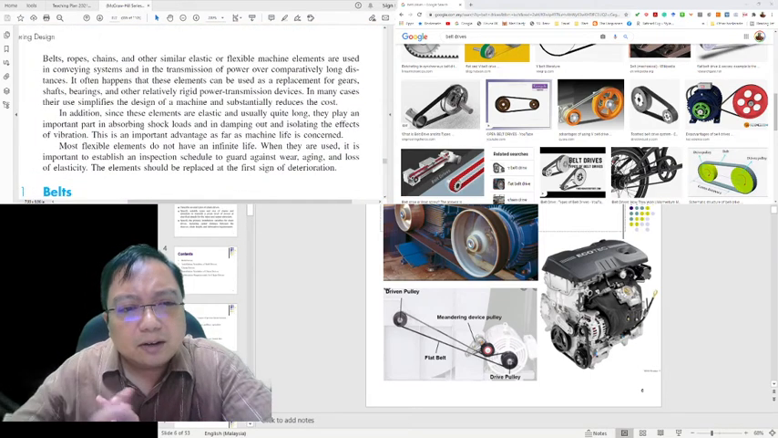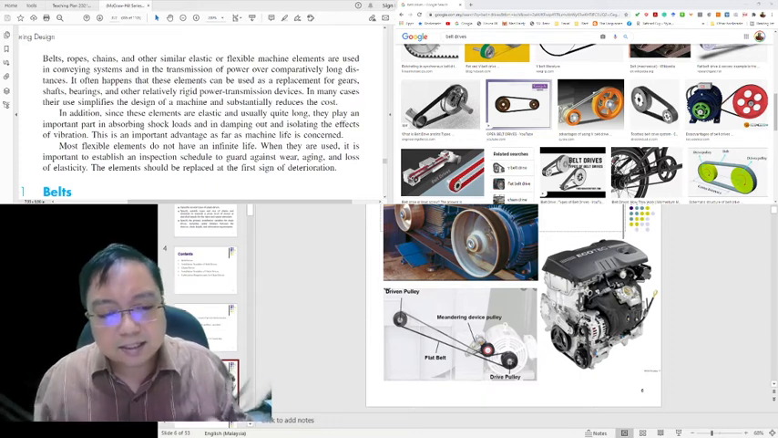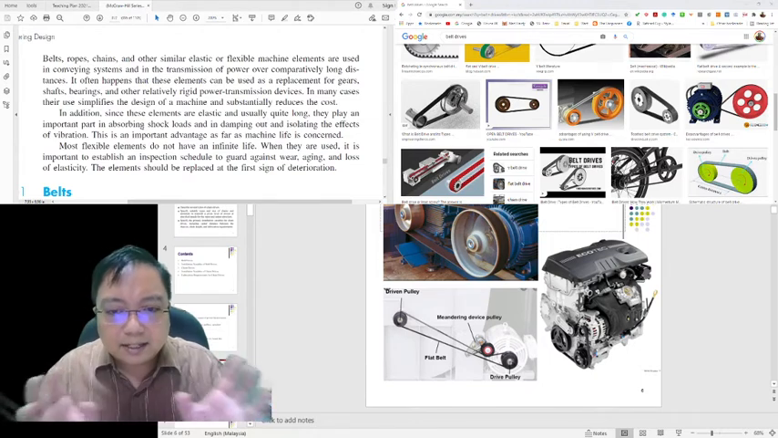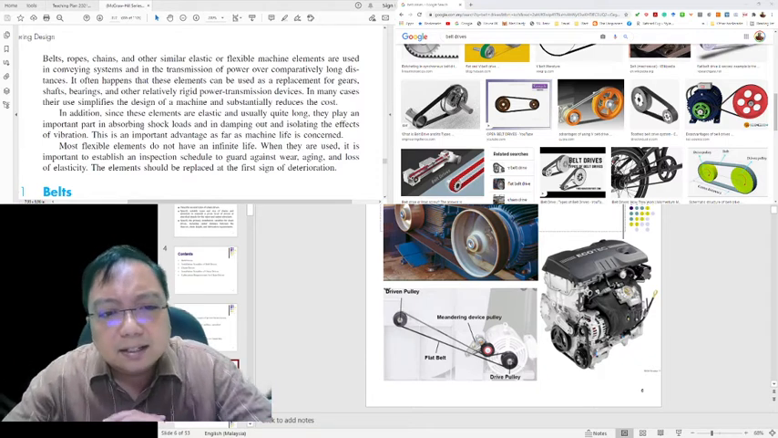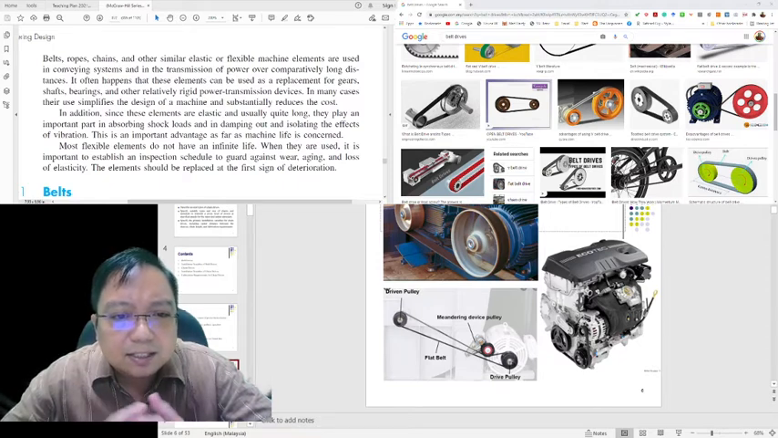Belt, rope, chain, and similar elastic or flexible machine elements are used in conveying systems and in the transmission of power over comparatively long distances. Long distance, you can see in the engine, it's not that long, but the idea is to connect two elements. It happens that these elements can be used as replacements for gears, shafts, bearings, and other relatively rigid power transmission devices. In many cases, they simplify the design of a machine and substantially reduce the cost.